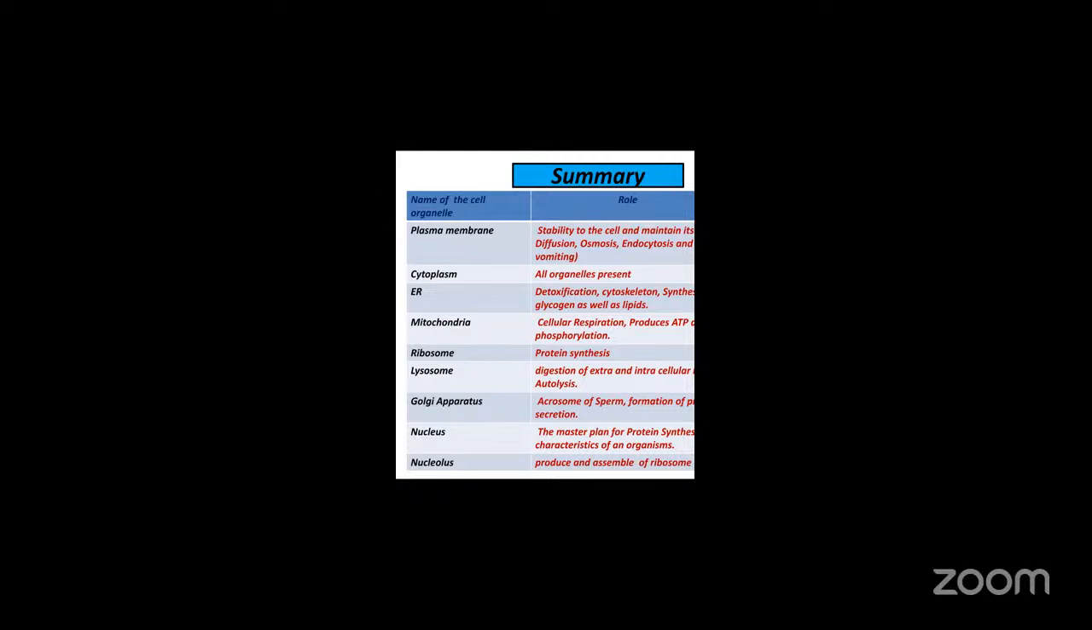If you look at the summary of all these things, we have seen the ultrastructure of an animal cell, how the animal cell looks like, what are the various organelles that are present in a cell from the beginning. So basically, in general, we can talk about the structure of an animal cell.